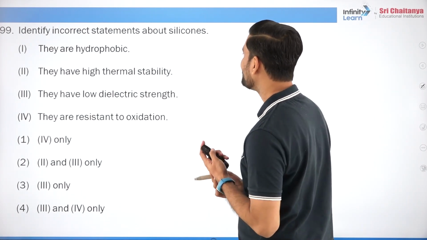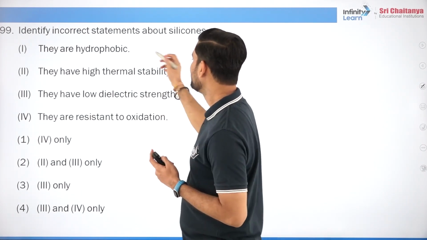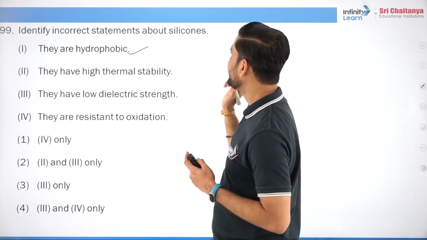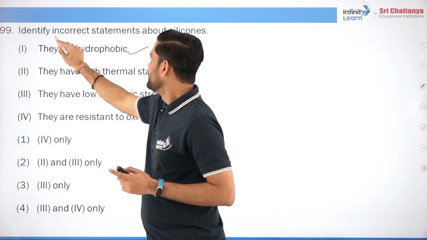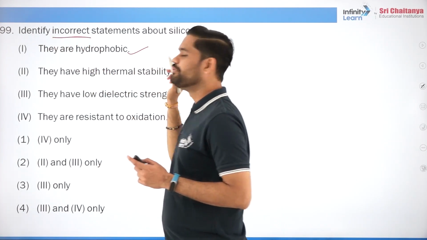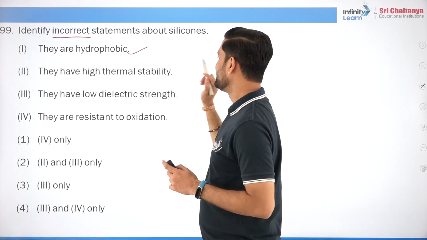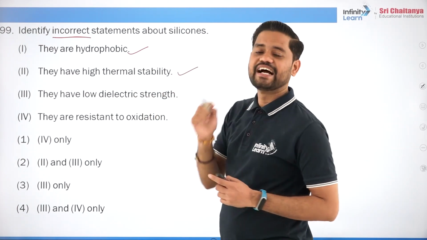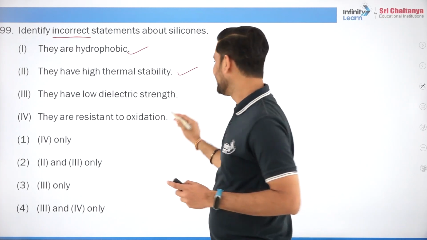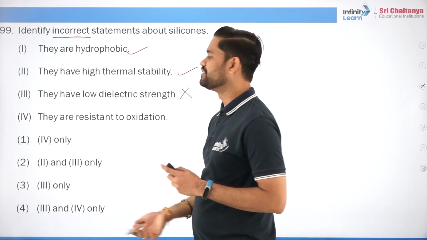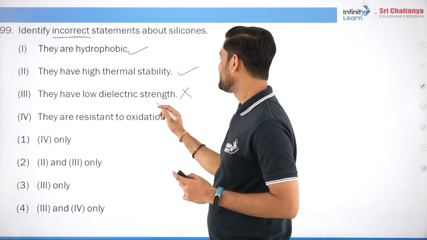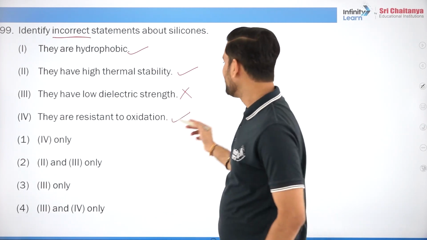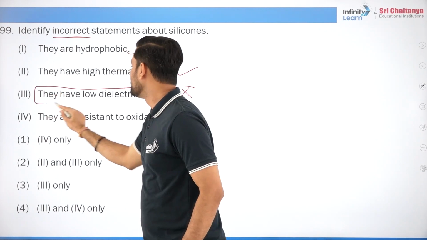99. Identify the incorrect statement about silicones. They are hydrophobic. Yes. They have high thermal stability. Yes. They have low dielectric constant. That is incorrect. They have high dielectric constant and they are resistant to oxidation. Yes. So the only incorrect statement is this.